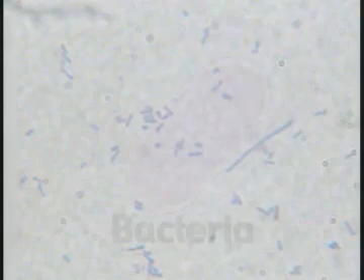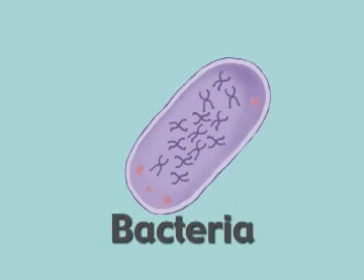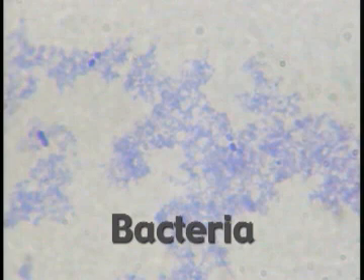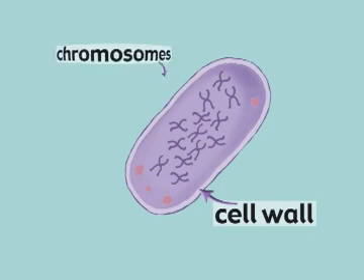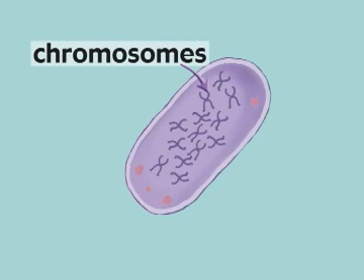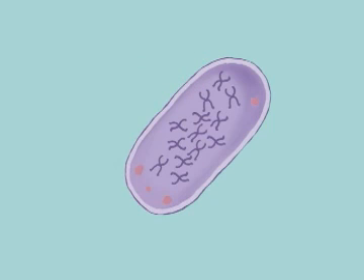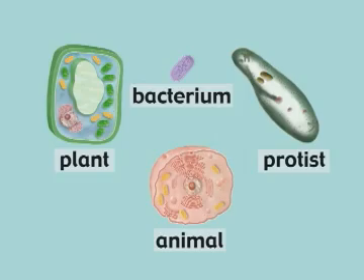There are cells that contain no nucleus at all. They are one-celled organisms called bacteria. A bacterium has a cell wall but no nucleus. The chromosomes, usually contained in the nucleus, are scattered throughout the cell. Also, bacteria do not have many cell structures. Bacteria are much smaller than most plant, animal, or protist cells.